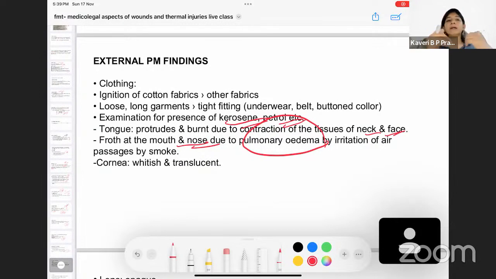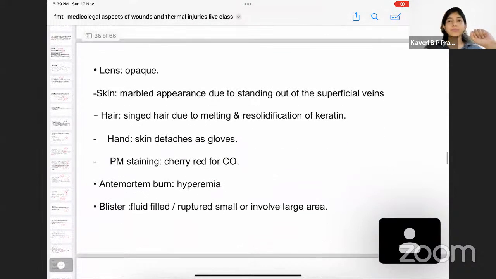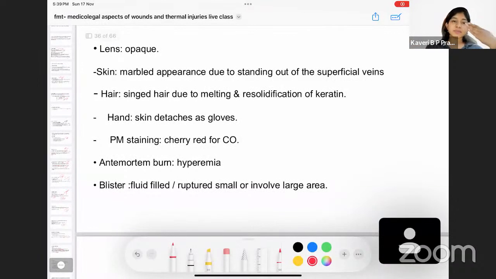So apart from this, when you look at the cornea of the person, because it is burnt, it is going to have a whitish translucent appearance. So these are the various external post-mortem findings that you will be looking for when you get the body. Apart from this, when you look at the lens of the person, it is going to look opaque because it is burnt. Skin has a marbled appearance.